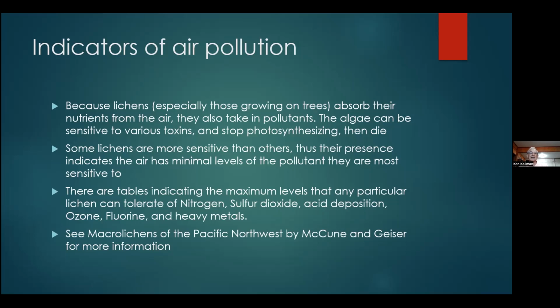And there are tables indicating the maximum level that any particular lichen can tolerate. There are tables for nitrogen, sulfur dioxide, acid deposition, ozone, fluorine, heavy metals, you name it. If you're interested in this, there's a book called Macrolichens of the Pacific Northwest, which I'll show you a little bit later, by McCune and Geiser. They have some of these tables that you can use to tell how clean your air is.